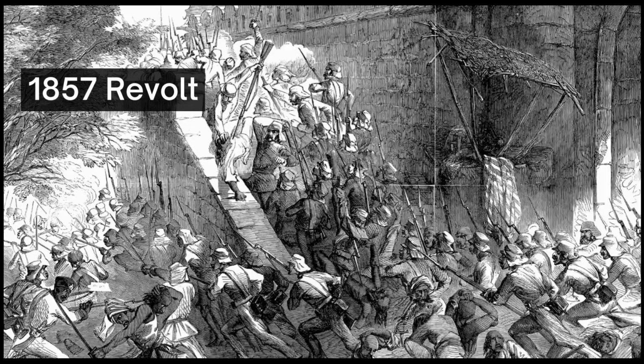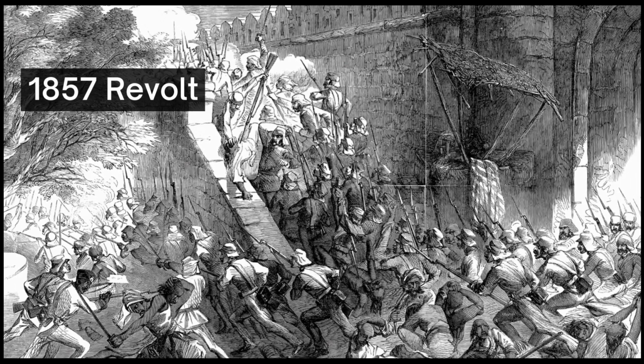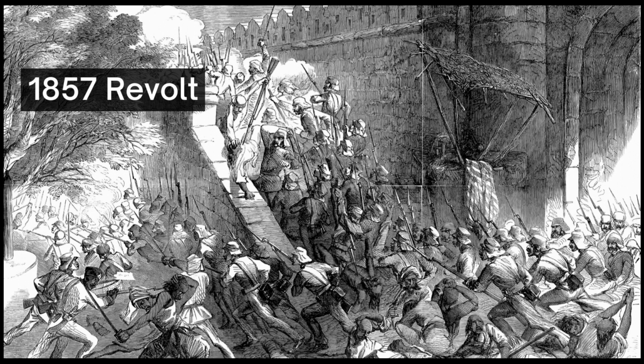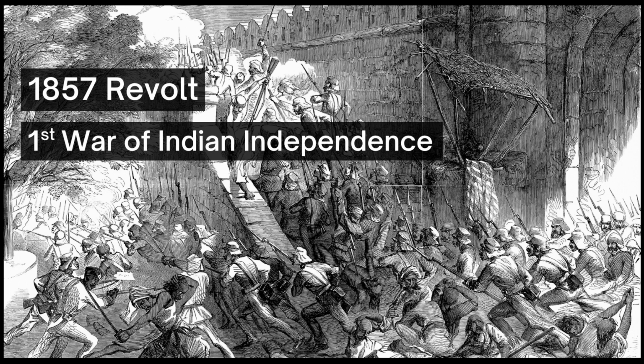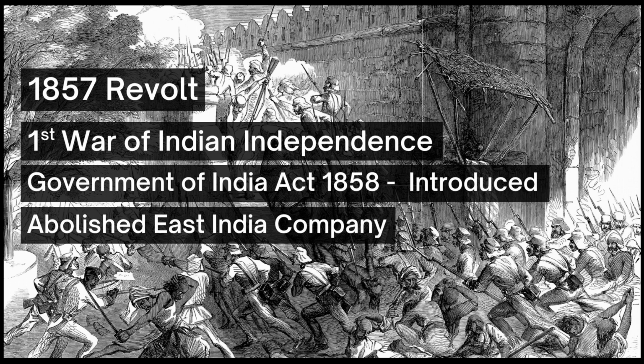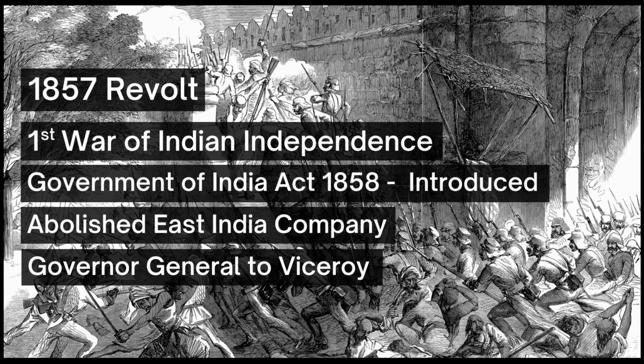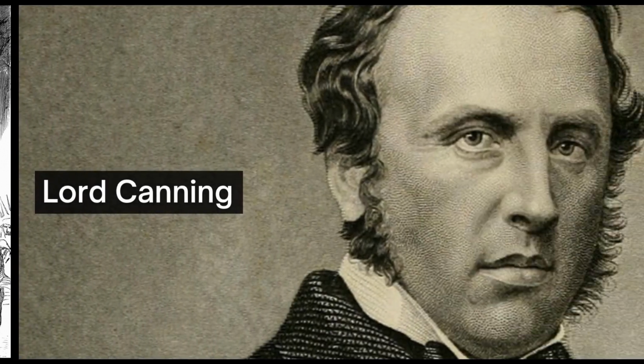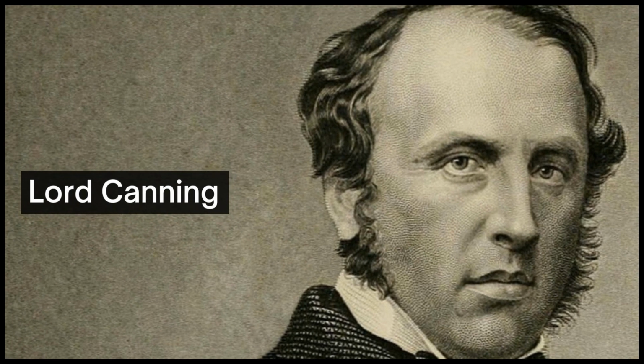In 1857, India witnessed a significant revolt against the rule of the British. This movement was known as the Revolt of 1857, or the First War of Indian Independence, or the Sepoy Mutiny. As a result of the revolt of 1857, the Government of India Act of 1858 was introduced. It abolished the East India Company and transferred the powers of government, territories and revenues to the British Crown. It changed the designation of the Governor General of India to that of Viceroy of India. Lord Canning thus became the first Viceroy of India.